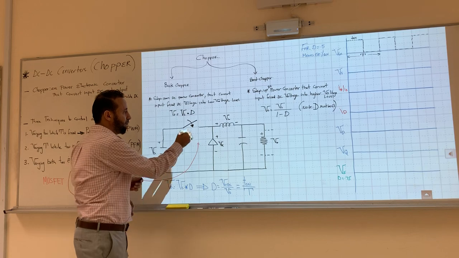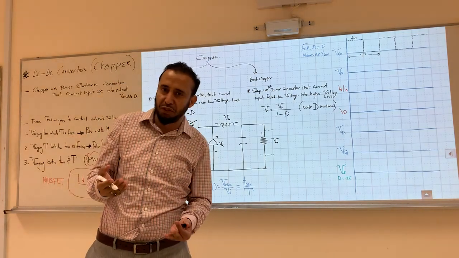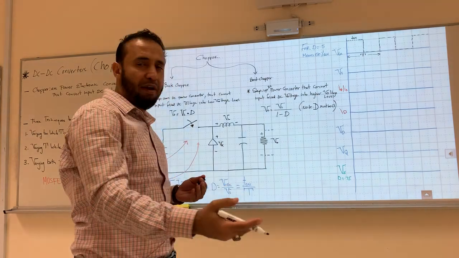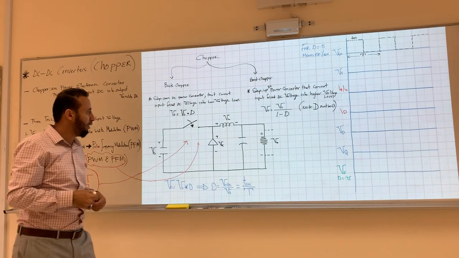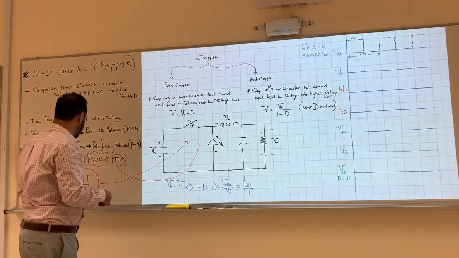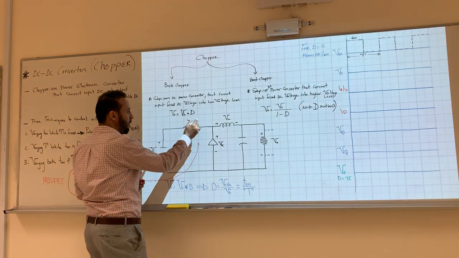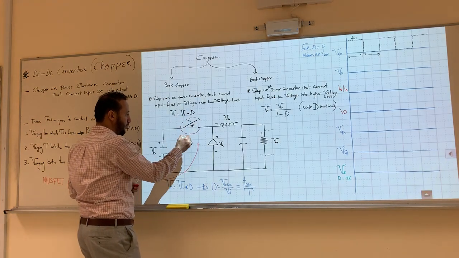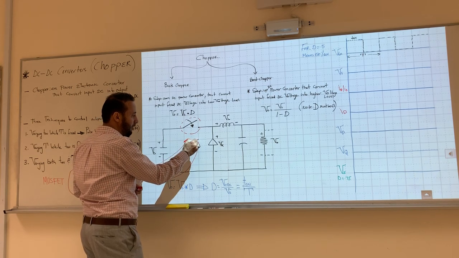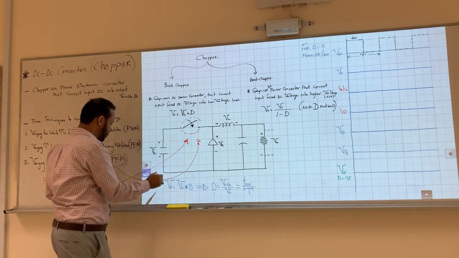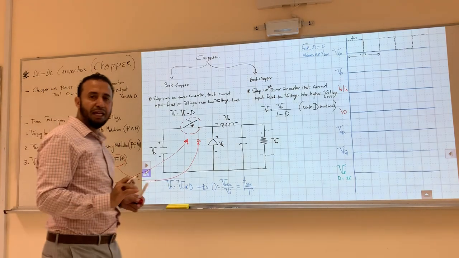Mechanical switch. So I can close it for a certain time, 50% of the time, 25% of the time, 30% of the time, 75% of the time, I decide. So this is my switch. And that's for the gate. This goes for the gate. Through the gate, we can apply those techniques.